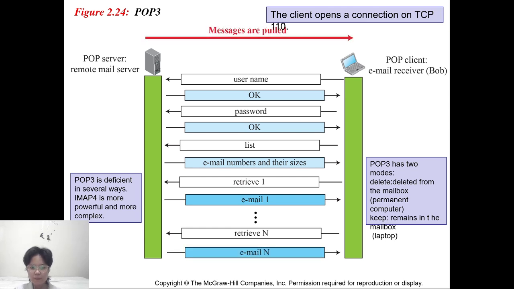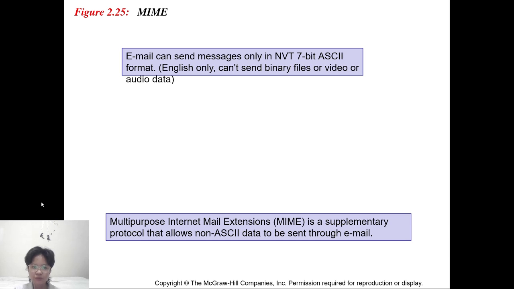Finally, for the left side, POP3 is difficult in several ways. IMAP4 is more powerful and more complex. And the right side, POP3 has two modes: delete from the mailbox, or keep, so the computer keeps it and it remains in the mailbox for the laptop. All of this is message access.